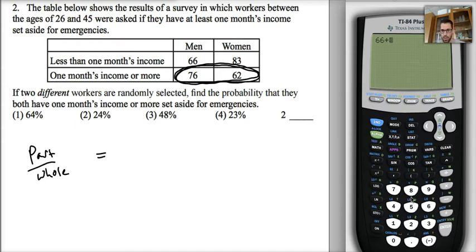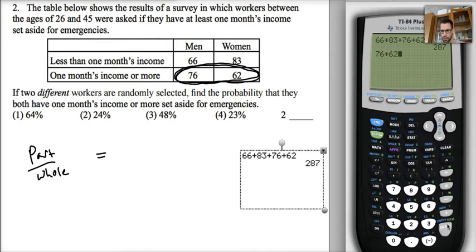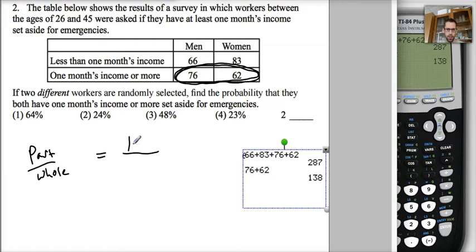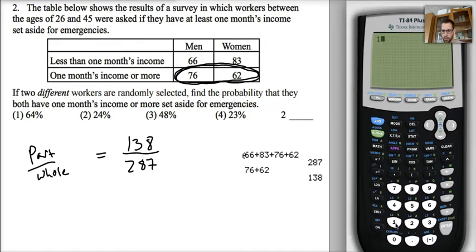So 66 plus 83 plus 76 plus 62. And we have 287 total people. And then of the people who have 1 month's income or more, that would be 76 people plus another 62 people. So that would be 138. So it should be, I believe, 138 out of 287 people have set aside at least 1 month's income. And as a percentage, let's see what that is. That would be 138 divided by 287. So about 48%.